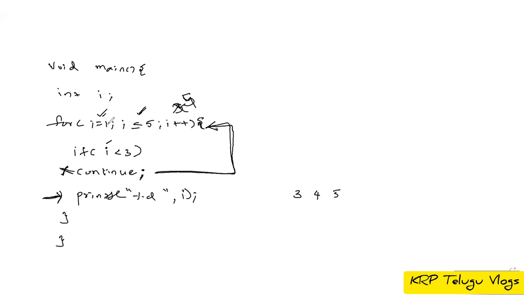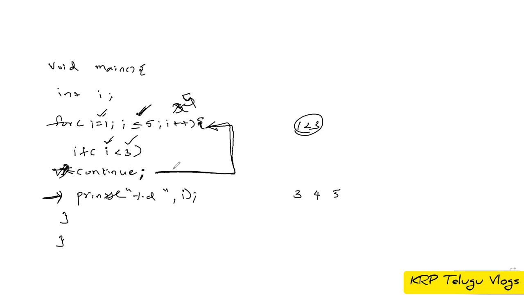See, I value is initially 1. So 1 is less than or equal to 5. So it will come here and check the condition. 1 less than 3 is what? True or false? True, sir. So 1 less than 3 is true, so it will hit continue, correct?